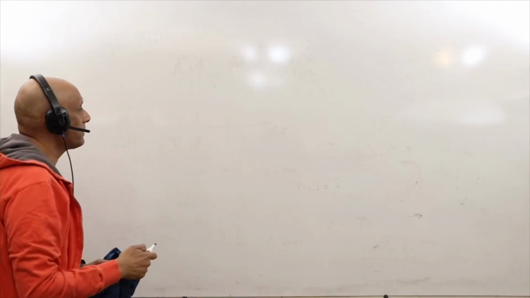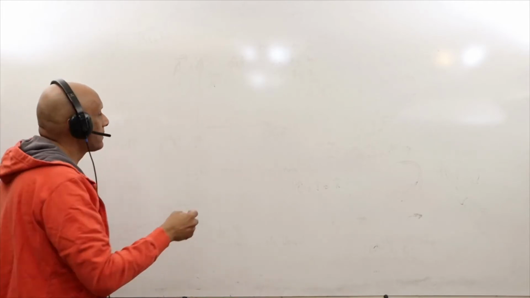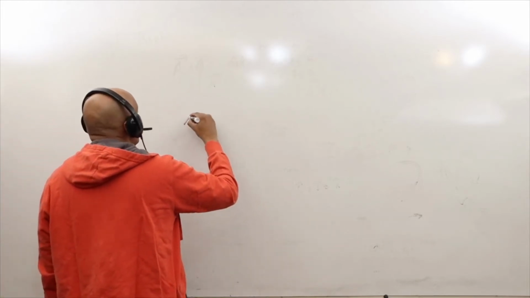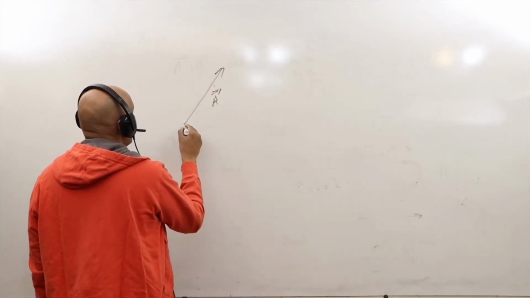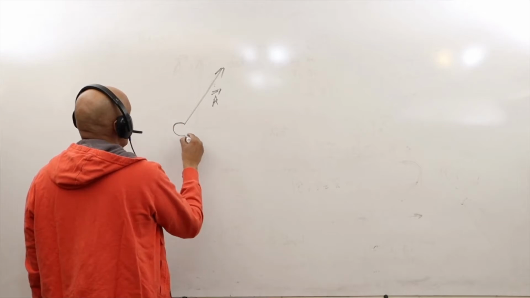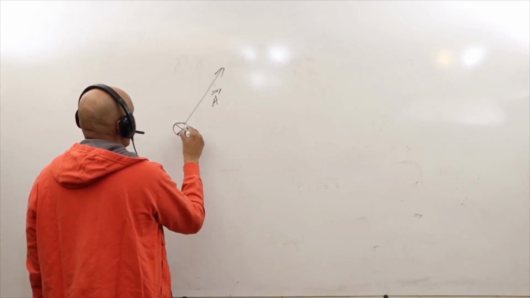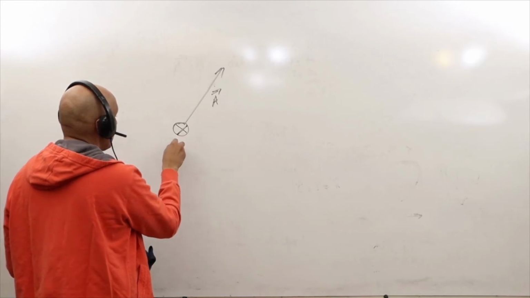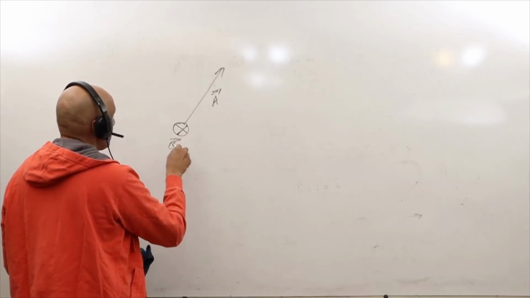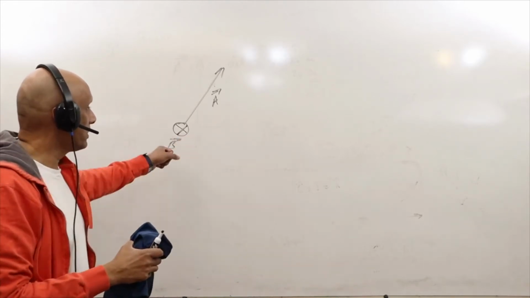So let's try something more abstract. So let's try that if A vector is this way, and let's make B vector going into the board. So it's going in a diagonal. So this is B vector, and I'll put it at the bottom so I can see it better. So B vector is going into the board.